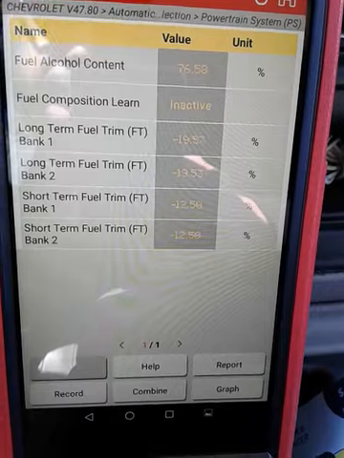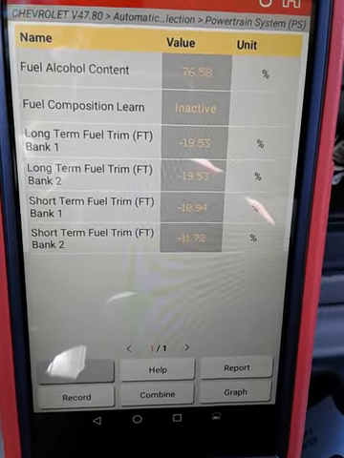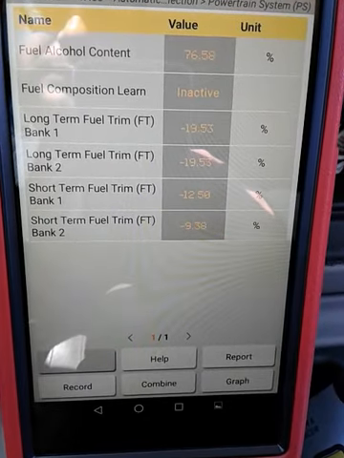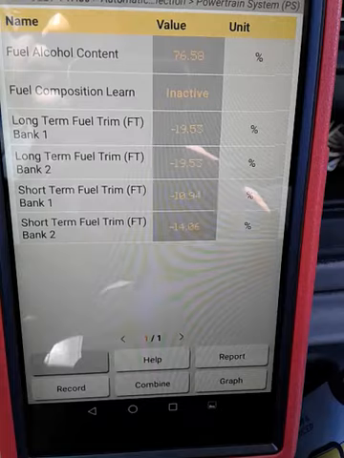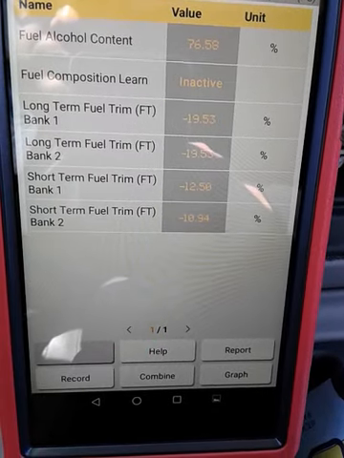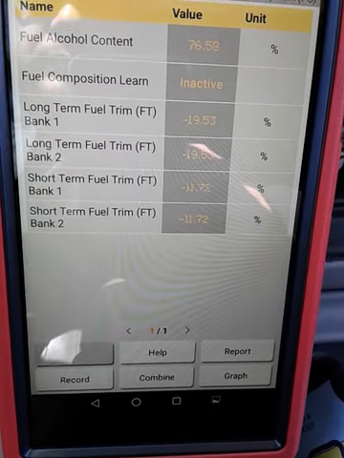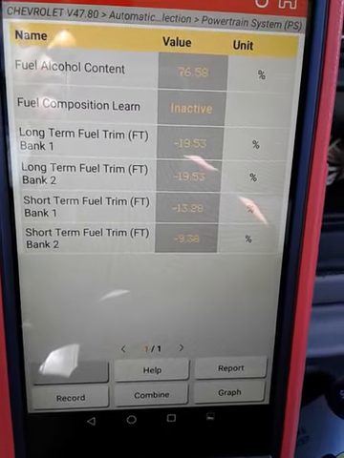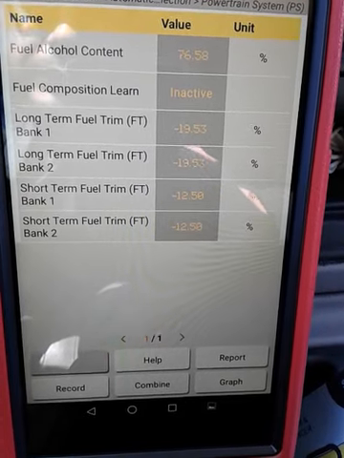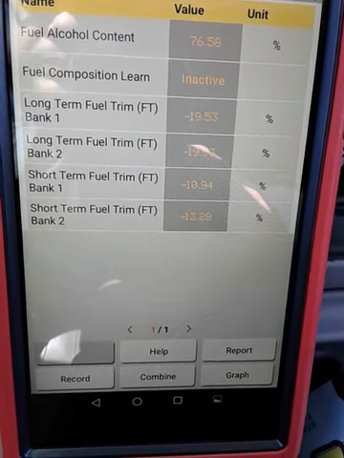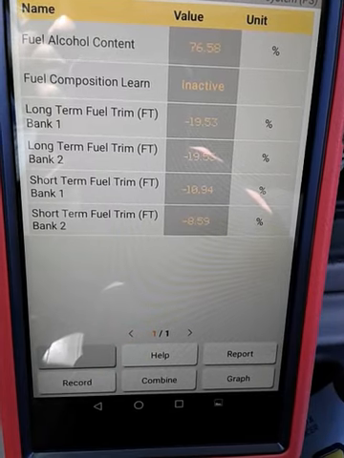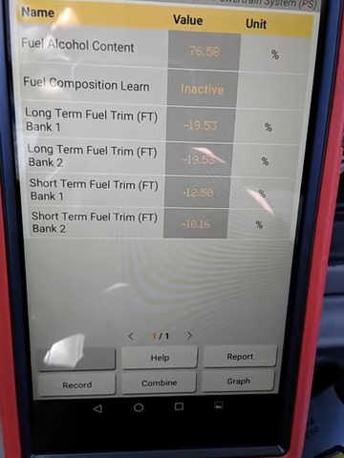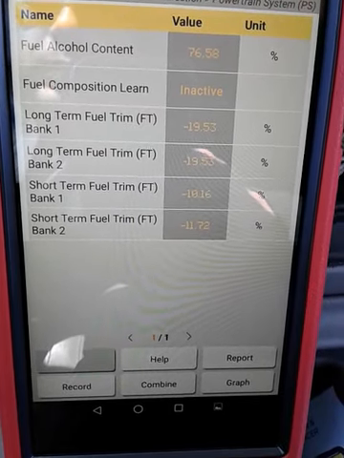This truck was actually taken to a shop. They told them that perhaps the mass airflow sensor was the cause of these two codes. So my buddy brought this truck to me to see if it's really the mass airflow sensor. But in reality, it's going to be the fuel alcohol content being so high. So pretty much anytime you see anything that shows about 70+%, it's going to be due to this fuel alcohol content being the reason why.